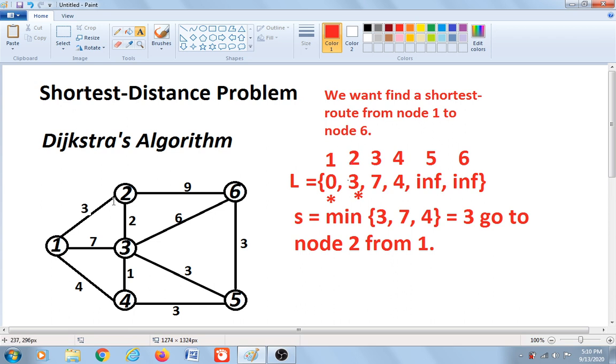So from node number 1 and from node number 2, we can go to node number 3, we can go to node number 6, and we can go to node number 4 directly. Okay. I repeat, from node number 1 and number 2, we can go to node number 6, we can go to node number 3, and we can go to node number 4. Now let's do one by one.